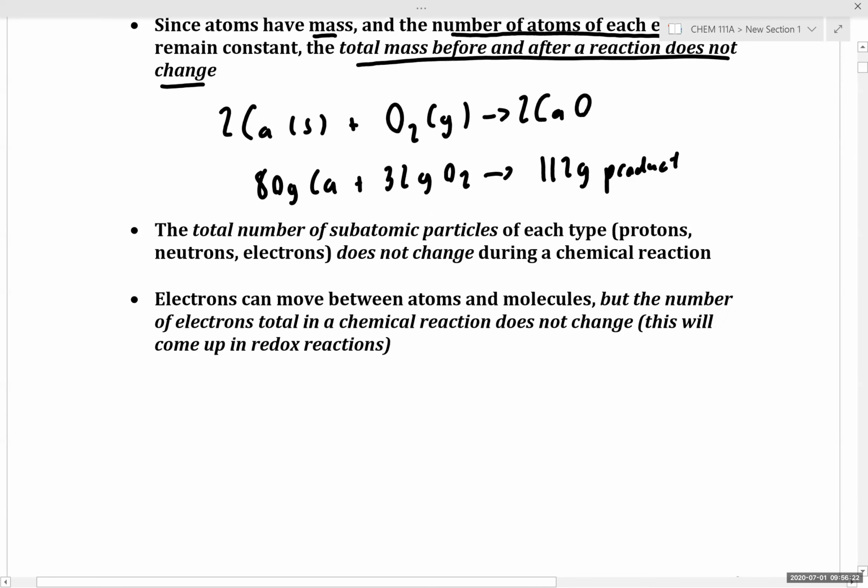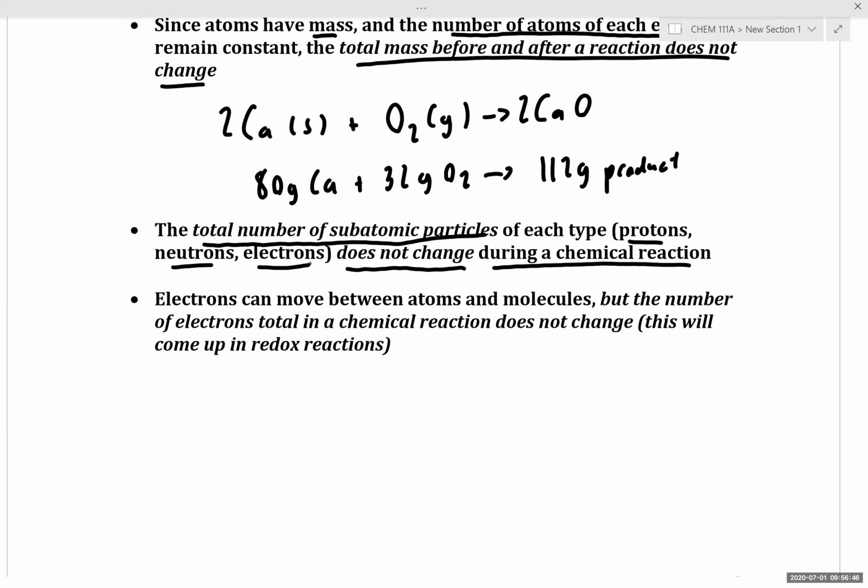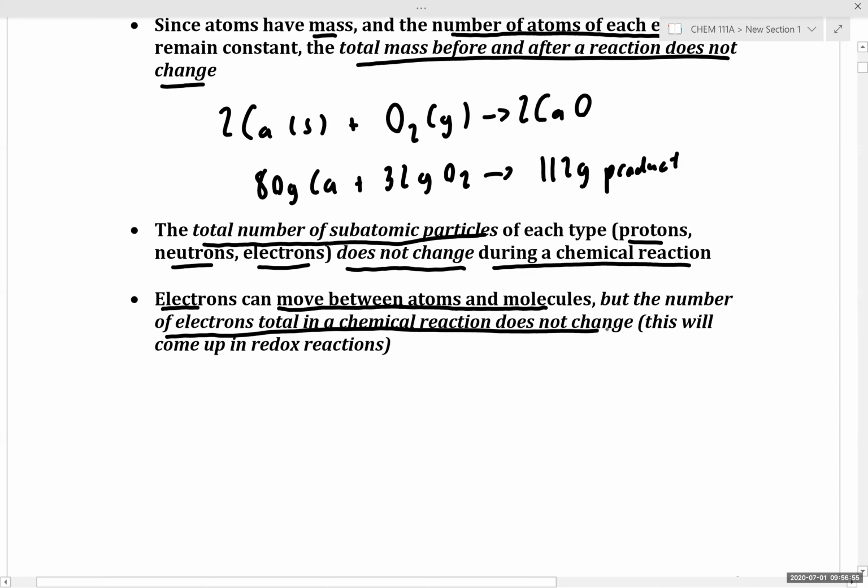Now, there's one other rider that I need to talk about, which is this statement that the total number of subatomic particles does not change during a chemical reaction. Okay, so this primarily concerns protons, neutrons, and electrons. So just like atoms are conserved, particles are conserved. This primarily applies to electrons, where electrons can move between atoms and molecules, but the number of electrons total in a chemical reaction does not change. This primarily comes up for reactions that involve the transfer of electrons, known as redox reactions.